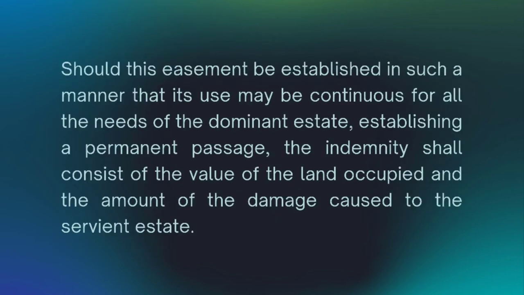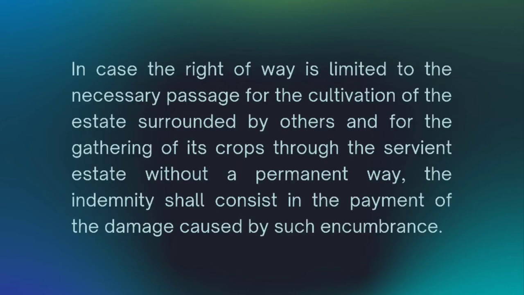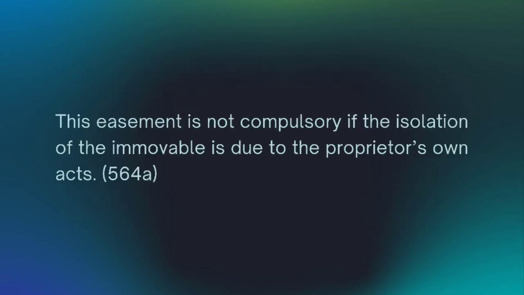Should this easement be established, in such a manner that its use may be continuous for all the needs of the dominant estate, establishing a permanent passage, the indemnity shall consist of the value of the land occupied, and the amount of the damage caused to the servient estate. In case the right of way is limited to the necessary passage for the cultivation of the estate surrounded by others, and for the gathering of its crops through the servient estate without a permanent way, the indemnity shall consist in the payment of the damage caused by such encumbrance. This easement is not compulsory, if the isolation of the immovable is due to the proprietor's own acts.